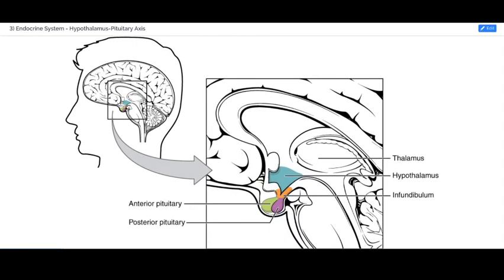The hypothalamus is located, obviously, inferior to the thalamus, hence the name, but also it's just superior to the pituitary. The two are connected by a stretch of tissue called the infundibulum, and the pituitary actually has two lobes. There's an anterior lobe and a posterior lobe. The posterior lobe is essentially an extension of the hypothalamus itself, while the anterior lobe is the glandular portion, which is responsive to the hypothalamic regulation.